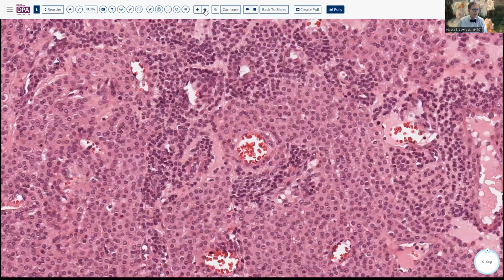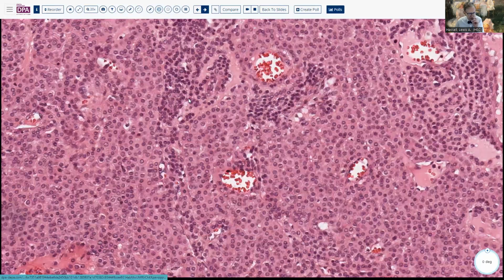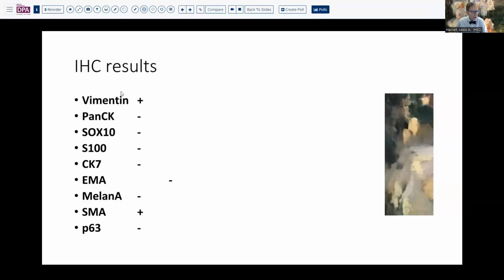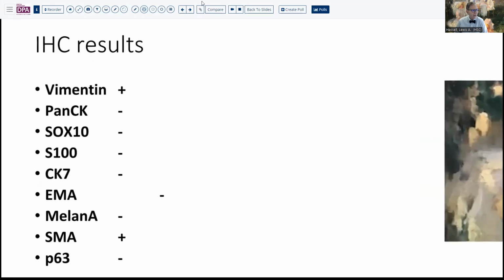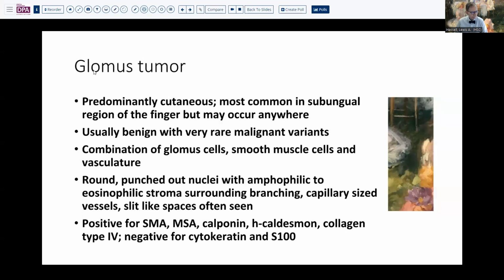So let me show you what some of the immunohistochemistry showed in this particular case. Really, the only two positive stains were vimentin and smooth muscle actin, and not keratin reactive, not a melanocytic or neural reactive tissue, CK7 negative, EMA negative, P63 negative. So we've kind of ruled out a lot of those things. And what we're left with is likely a glomus tumor.